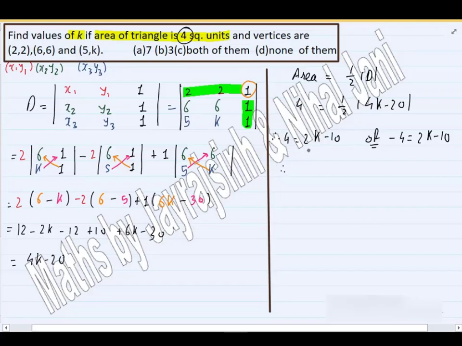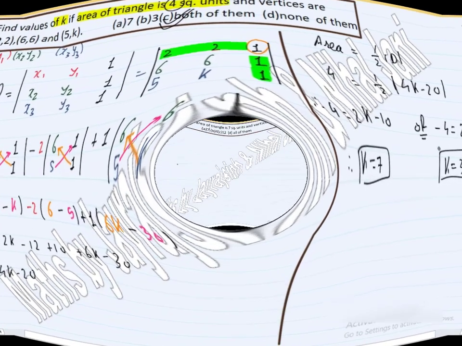So from the first option we will get k is equal to 7, which is your option A, and from the second one we'll get k is equal to 3, which is your option B. But the correct option of this MCQ is C, both of them. Ta-da! In this kind of question, please don't forget, when you remove this mod, we will get two different options, plus or minus. Okay?